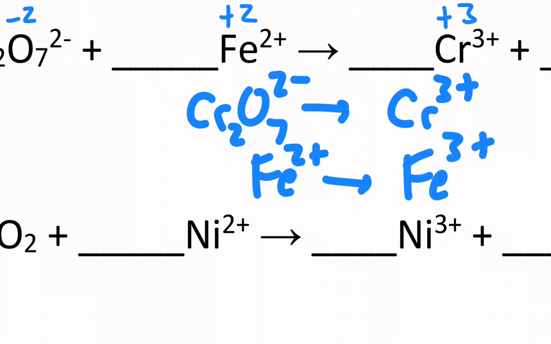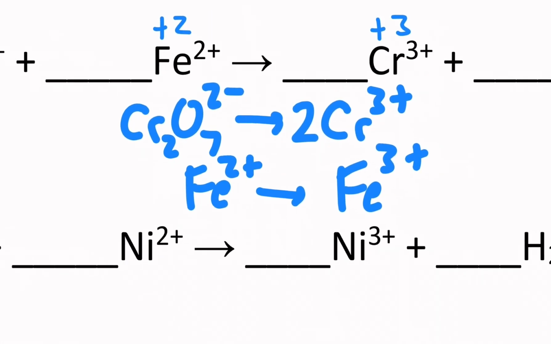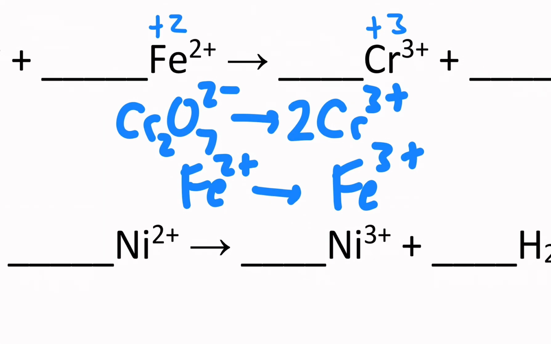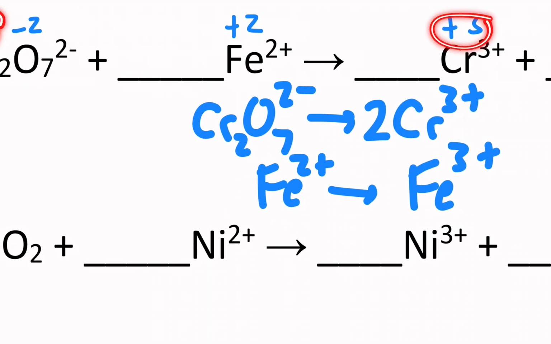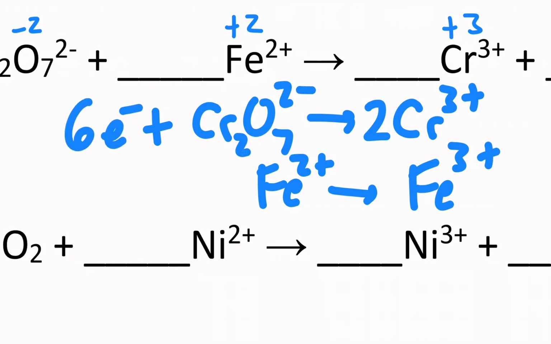Now I'm going to balance the element that changes. 2 chromiums has to become 2 chromiums. The second one's already done. 1 iron becomes 1 iron. Now I'm going to balance the oxidation state change by adding electrons. So each chromium goes from 6 to 3. So each chromium gains 3 electrons, but I have 2 of them becoming 2 of them. So this is actually a 6 electron reduction.